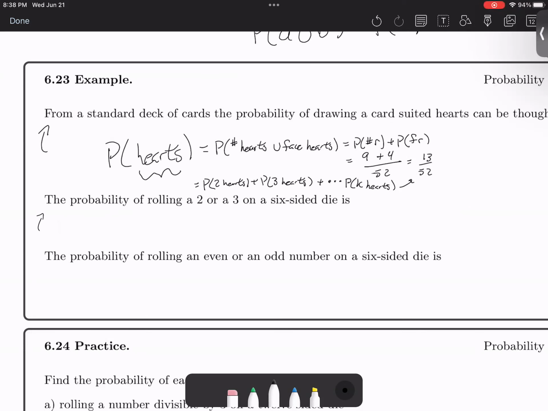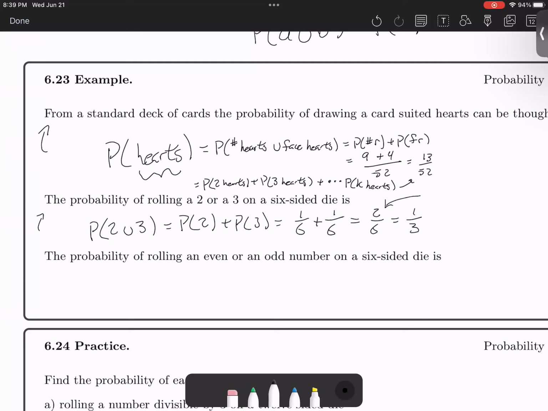The second question, what is the probability of rolling a 2 or a 3 on a 6-sided die? So on one roll of the die, the probability of 2 or 3. So again, there's no overlap here. It can't be a 2 and a 3. So because there's no overlap, I can add their probabilities. And each one occurs with a probability of 1/6 because they both represent 1 out of the 6 options on the die. This is 2/6 or 1/3.